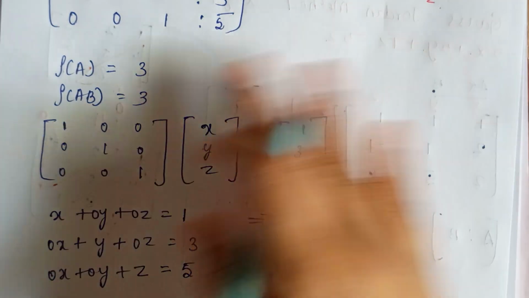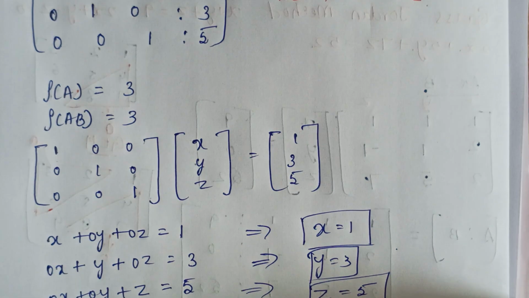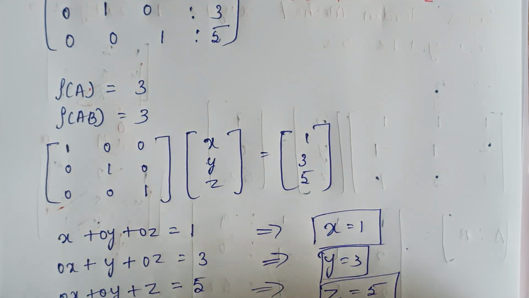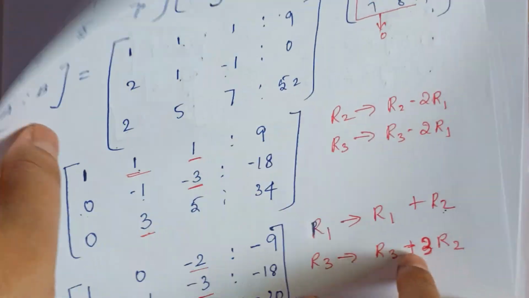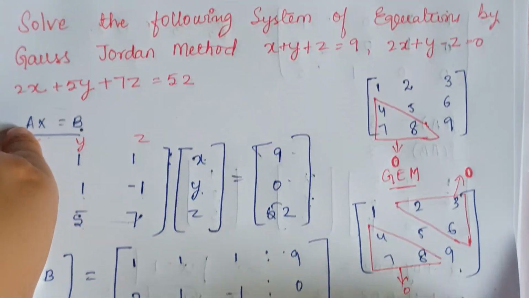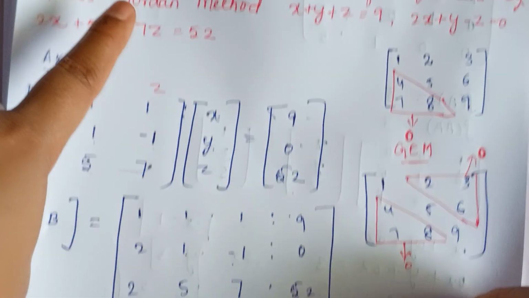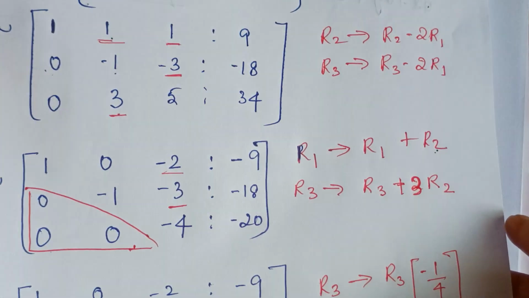If you did not understand anything at any point, please write it down in the comment section. I will come back with a more clear explanation for that particular problem. So we solved today using the Gauss Jordan method. I hope it was clear.